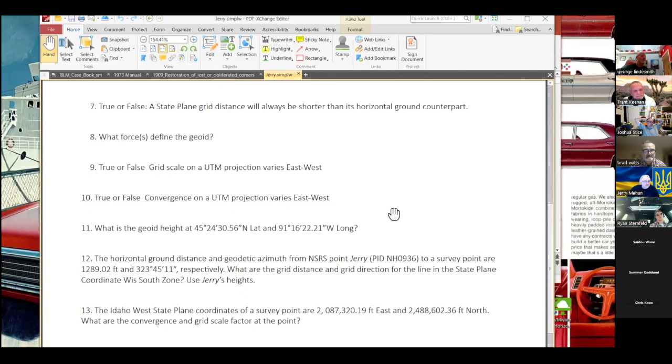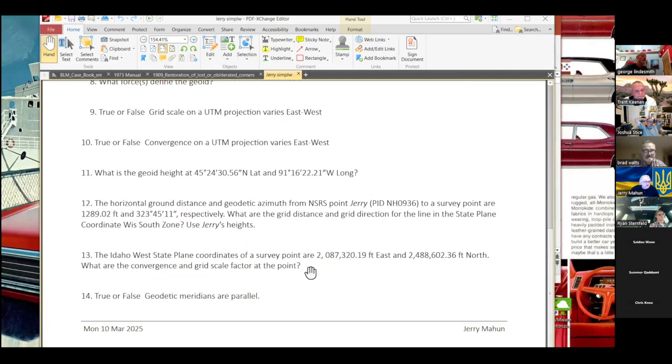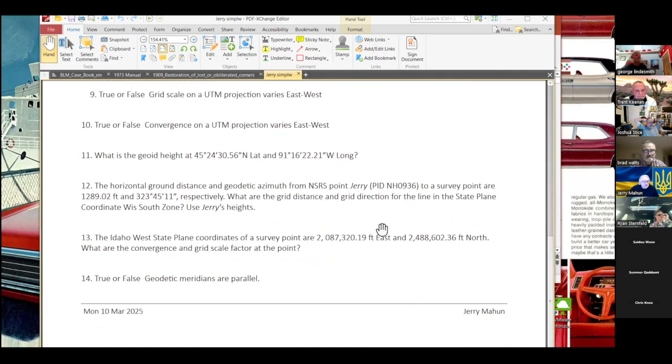Okay, and then the other ones here are computational ones, except for the very last one. You can try going through these. And again, some of these are just using NCAT, the Geoid 18, and all that kind of stuff. Go through those, just to kind of familiarize yourself with that software if you have not played with it. True or false? Geodetic meridians are parallel.